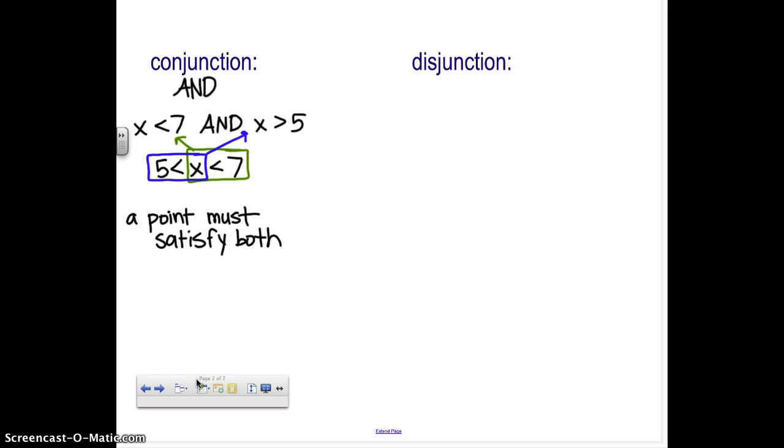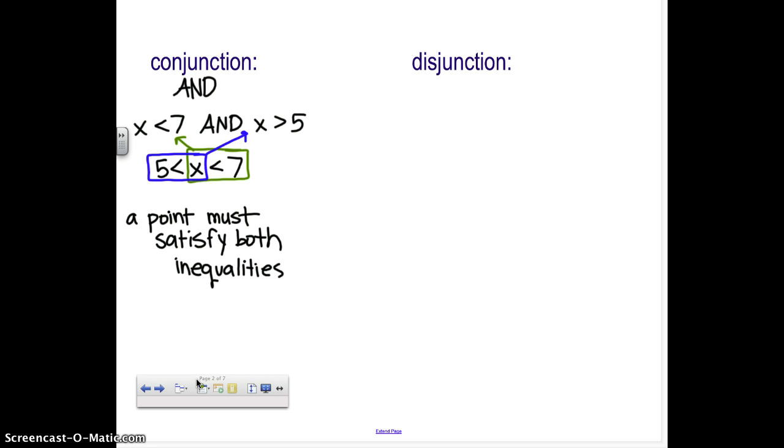So in this case, yes, 10 is greater than 5, but 10 is not greater than 7. It has to satisfy both. Okay? An example of a great number that would work here is 6, 5.5, 5.1, 6.9. Okay? Because it has to fit in this inequality sandwich, in this conjunction.